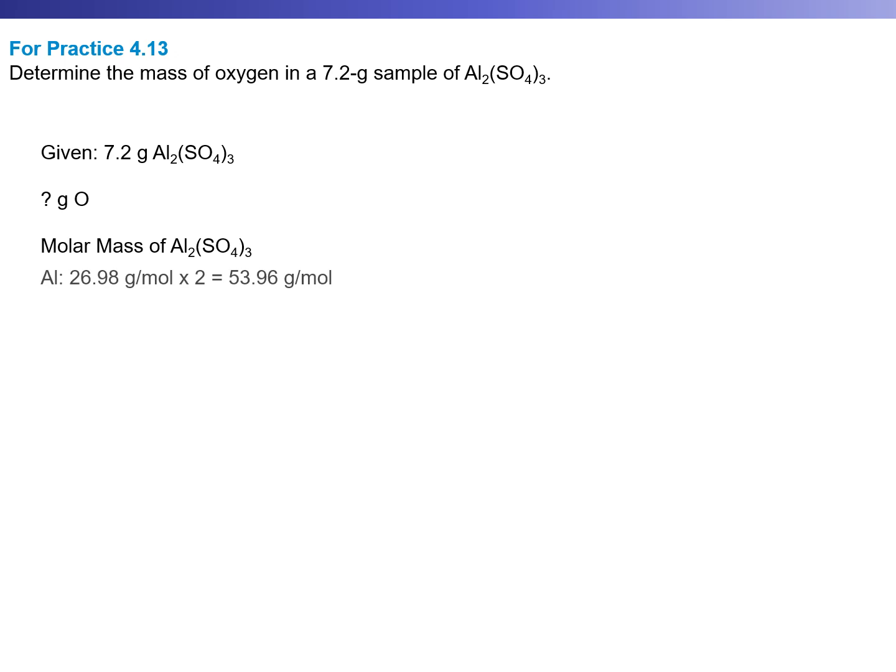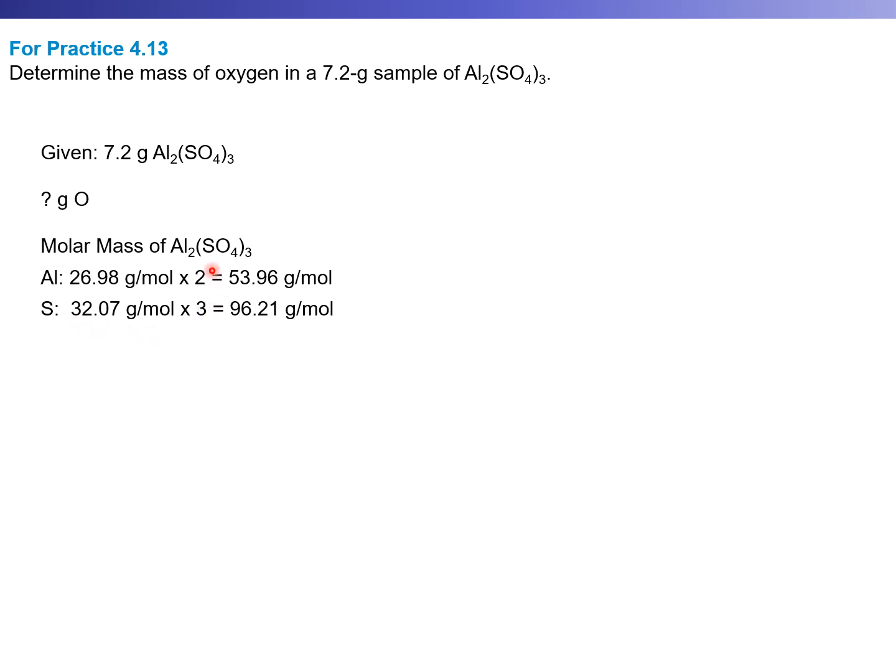Right? So for aluminum, we're going to take the molar mass out of the periodic table, which is 26.98 grams per mole. And if we look at the subscript for aluminum, we can see there's a 2 there, and that means we have 2 aluminums in our formula. So we're going to multiply 2 times its molar mass, and that gives us 53.96 grams per mole. The next element is sulfur. So for sulfur, we'll go to the periodic table. We see that its molar mass is 32.07 grams per mole.